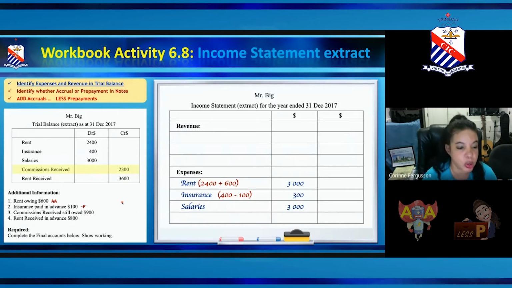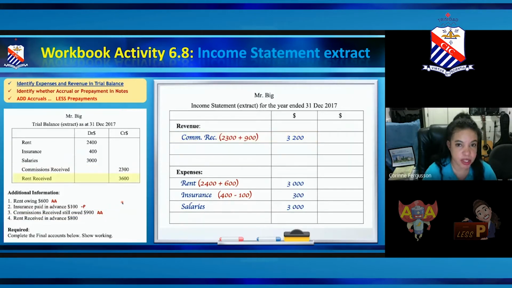Moving on quickly, commissions received is revenue. You look below. Is there anything for commissions received? Yes, there is. There is a still owing, which is an accrual. What do you do? AA, add accruals. Go under revenue, you write commissions received, must show your working: 2,300 from the trial balance plus your accrual of 900, and that gives you 3,200.